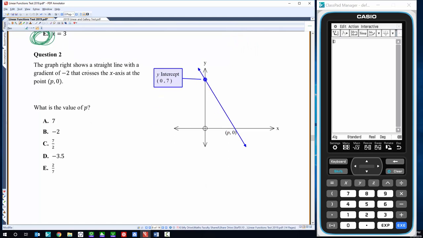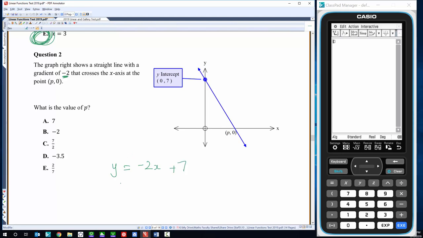Okay, so this one here has a graph, and we know that it's got a gradient of -2 and crosses the x-axis at the point P(?, 0). Okay, so what's the equation of the line? The equation of the line is going to be -2x, and the y-intercept is at 7, so -2x plus 7.